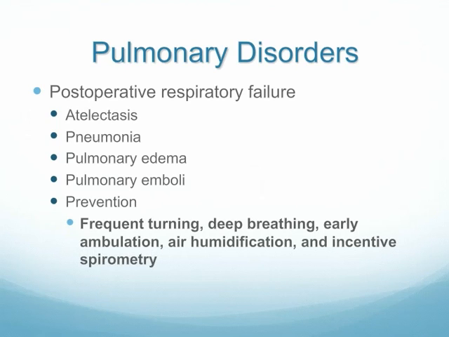So this is why, again, it's important to get the patient up and ambulating, get them moving so that we're able to prevent those blood clots from forming in the legs. So our prevention strategies. Now these things that are listed here are called pulmonary hygiene. So you may see this in other documents that you get somewhere along your nursing career listed as being pulmonary hygiene. Frequent turning, deep breathing, early ambulation, air humidification, and incentive spirometry.